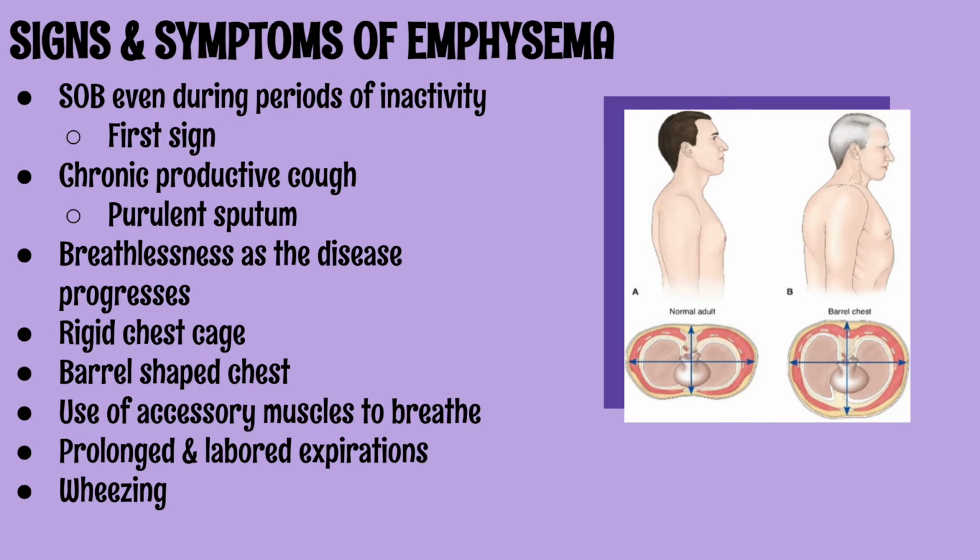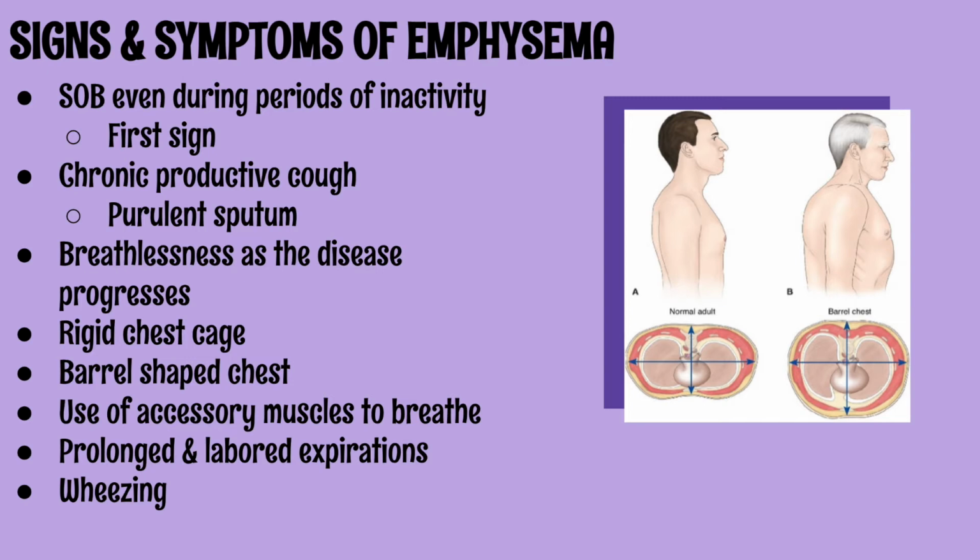Signs and symptoms. So what are we going to see in the patient with emphysema? Well, we'd see shortness of breath even during periods of rest, and this is actually one of those first signs and symptoms of emphysema. They may also have a chronic productive cough with purulent sputum. As the disease progresses, they may also display breathlessness. These patients tend to have a rigid chest cage, which makes it very hard for them to breathe in.